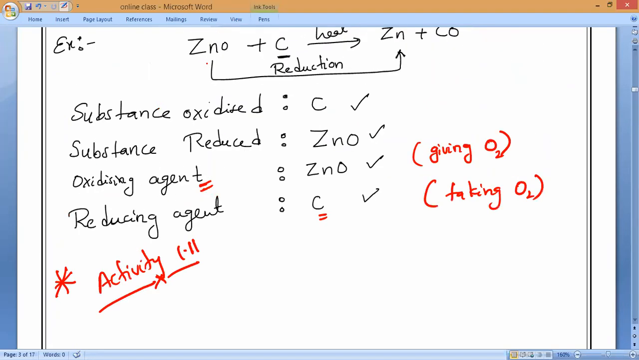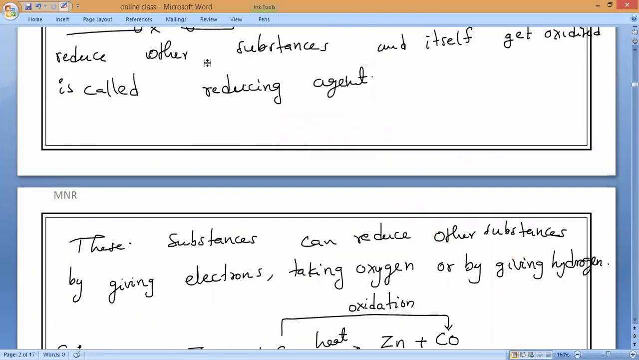First, we are going to get copper oxide. So this is the definition of reducing agent. Please write it.